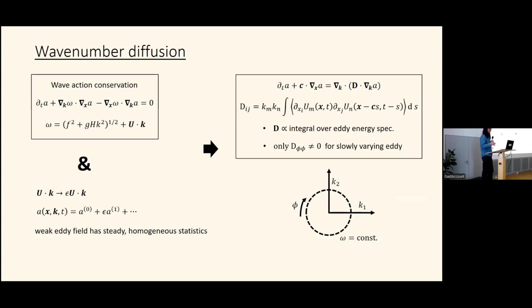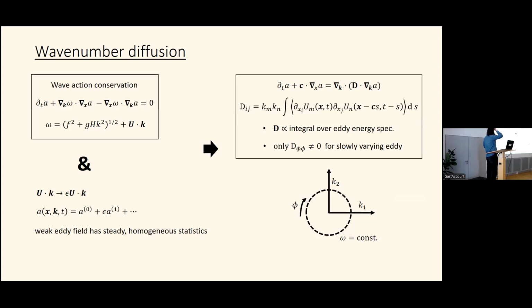And after a few steps of manipulating probability, you reach a diffusion equation in spectral space. That's on the top right there. On the left, you have the change in action, and on the right, you have a diffusion. But you'll note that these gradients are with respect to k, the wave vector of the waves. So this is diffusion happening in spectral space. The components of this diffusivity are described by the integral there.